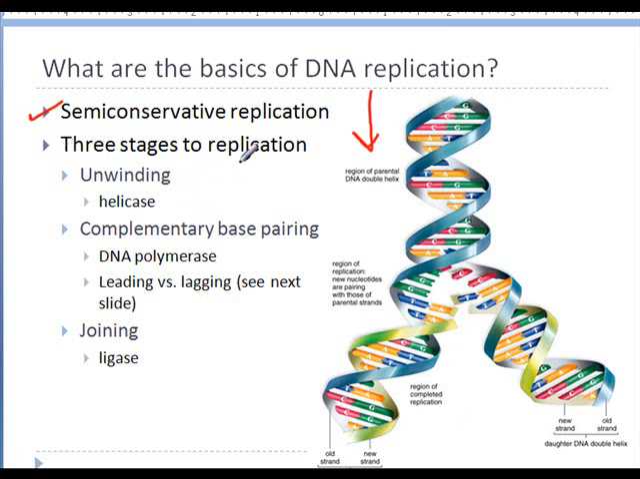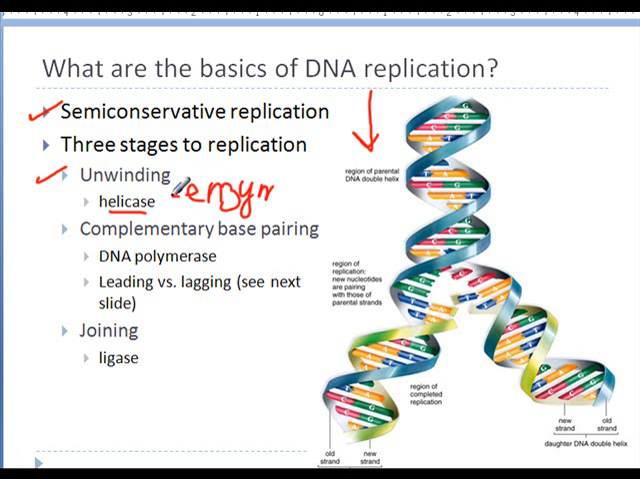Now, there are three stages to the replication process. The first stage is the most important, which is the unwinding. The unwinding stage means that the old strand has a nick somewhere in the strand, and that nick, or the breakage of the hydrogen bonds between the paired molecules, is the most important part, and that takes place by an enzyme called helicase.